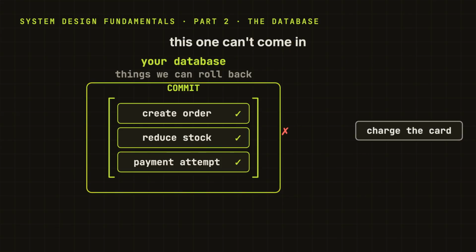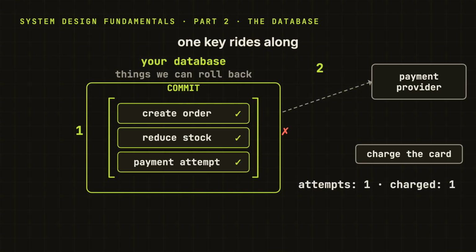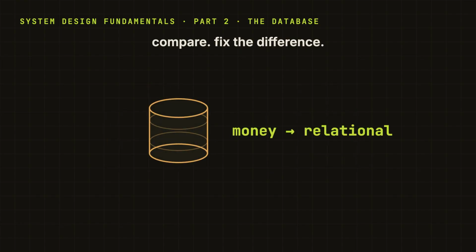And one important detail: notice that charging the card is not in that list. The actual charge goes to an outside company like Stripe over the network, and you cannot roll back an outside company. So you never put that call inside your transaction. You commit your rows first, then call the payment provider, and you send a unique idempotency key so that a retry never charges twice. Later, a reconciliation job compares your payment attempt rows against theirs and fixes anything that disagrees. That is why anything involving money almost always lives in a relational database.